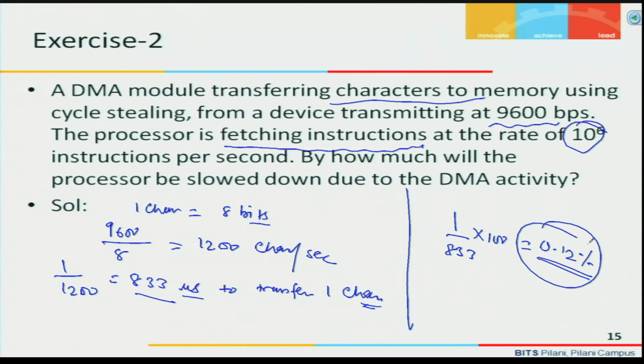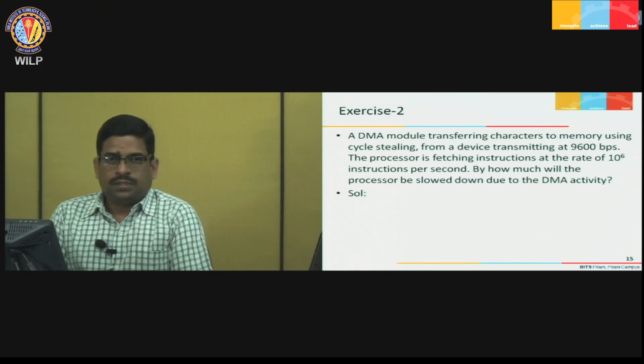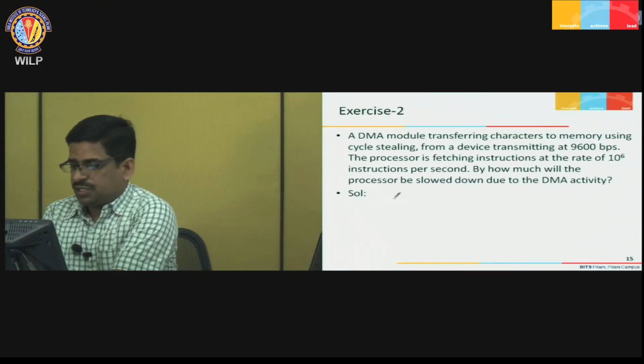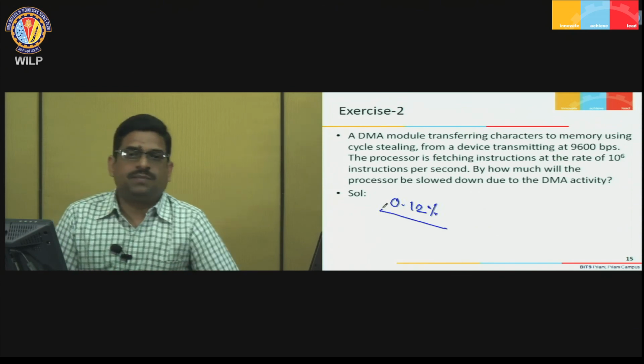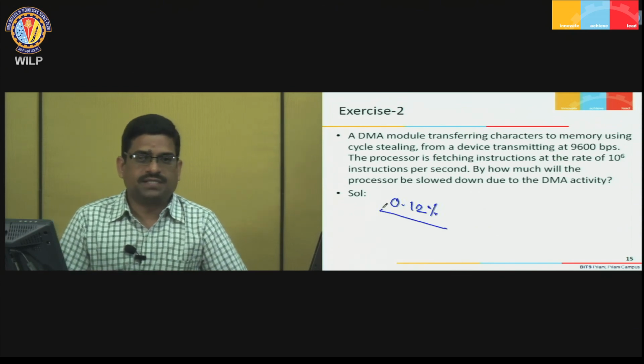So, that is why IO transfer with the help of the DMA is better compared to other approaches. Let me write the solution here. The solution is 0.12%. The processor will be slowed down by 0.12%.